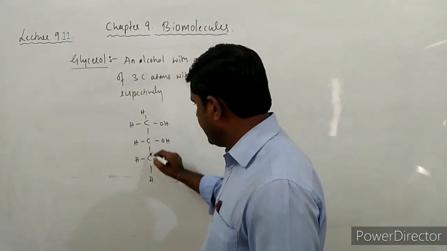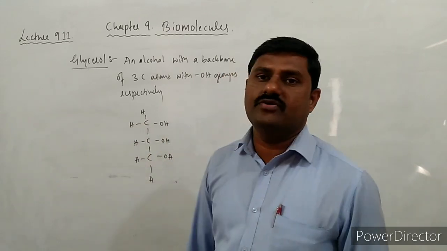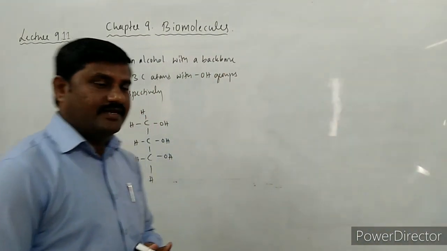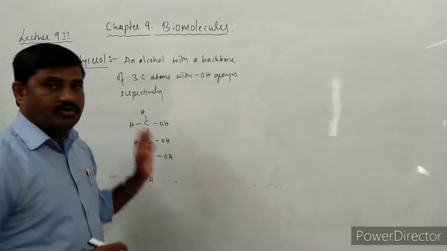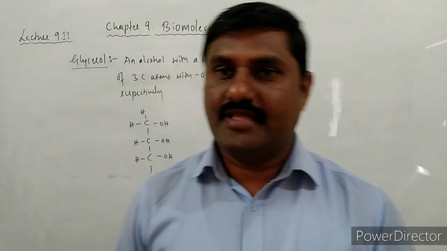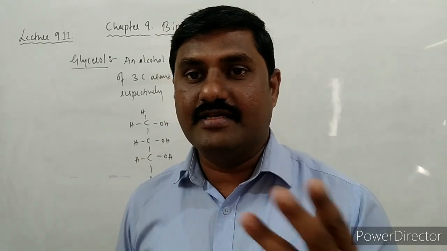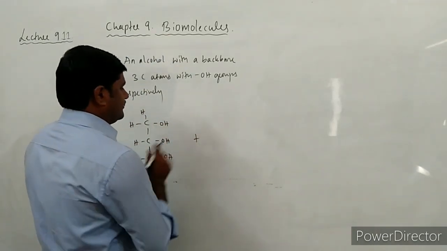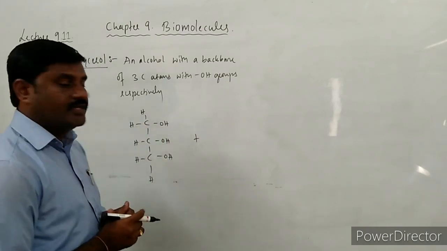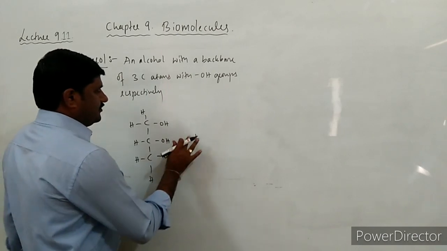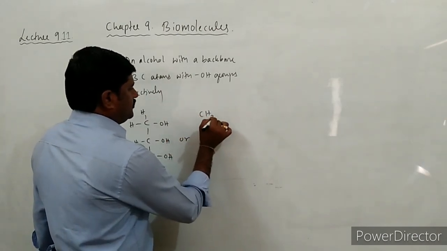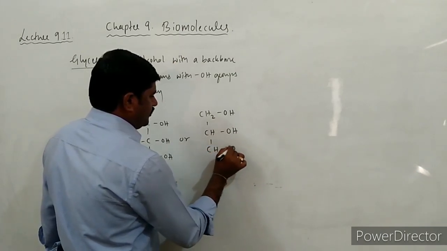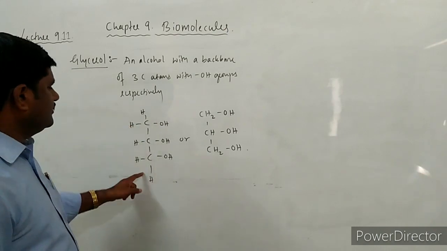So the backbone is made up of 3 carbon atoms, attached to 3 respective OH groups. So this is glycerol. These OH groups, if they react with COOH groups, then they form triglycerol or triglyceride, right? How is it formed? Let us see the structure. We can write this structure this way, or in another way, that is CH2OH, CH2OH. This way also we can write the same glycerol.